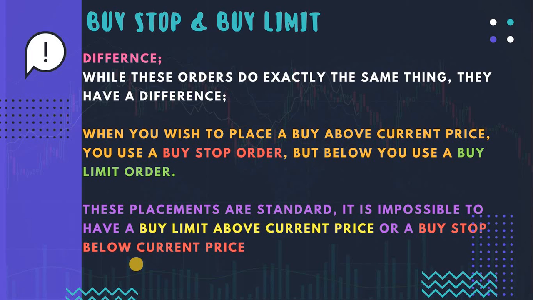So if the price now is, let's say 300, and you want to buy when the price gets to 400, then you can place your buy stop order at 400. But if the price now is 300 and you want to buy when the price gets to 100, you can place your buy limit order at 100. Now these placements are standard. You can't place a buy stop below current price or a buy limit above current price. The reason they are separated is so you can place them in specific positions against the current price.